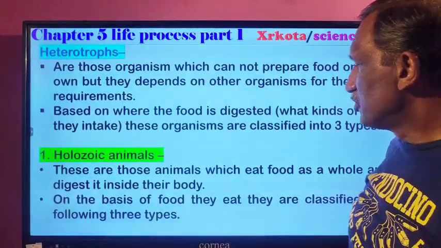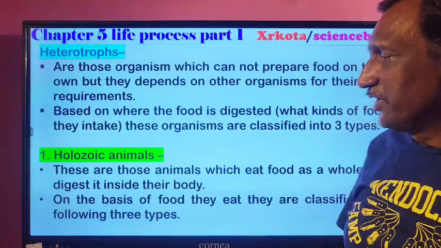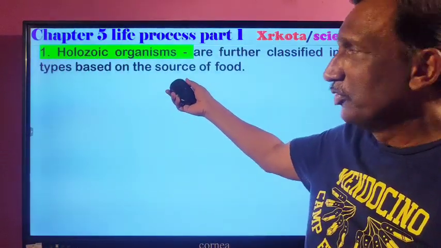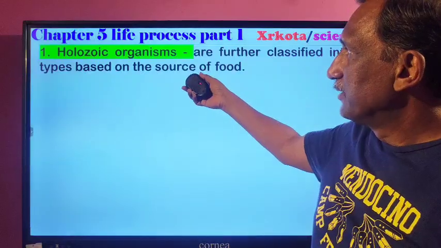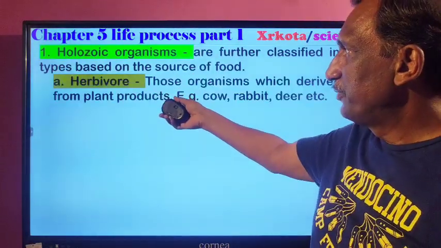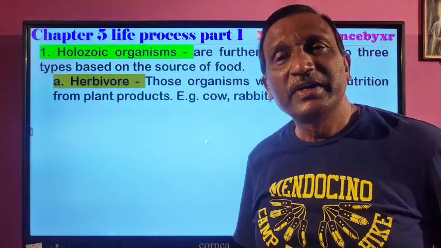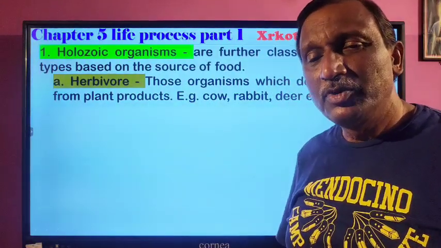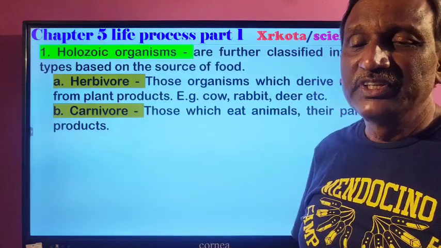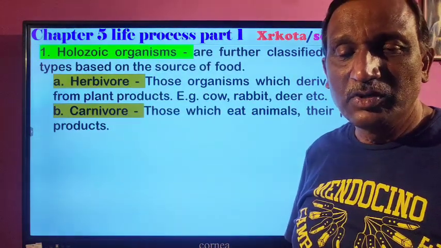Okay. On the basis of the food that they eat, holozoic organisms are further classified into three types. First is herbivore. If they are getting their food from plants or plant products, then they are herbivores. Second, those which get their food from animals are called carnivores.